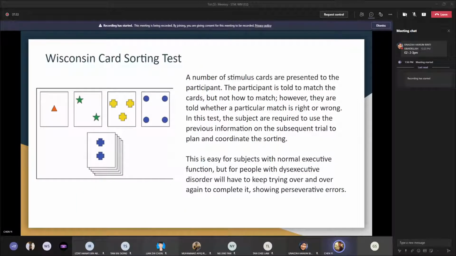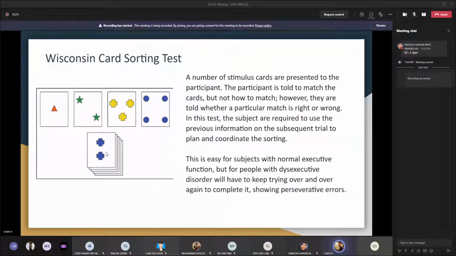The Wisconsin card sorting test is actually giving the participant a pile of cards and asking the participant to match the card with the 4 cards given here. This 1, 2, 3, 4 cards. So let's say you have this card and you want to match it with this. You actually have many options. You can match it with the number of elements, 2 matches to 2, or you can match it with the same patterns, or match it with the same color.